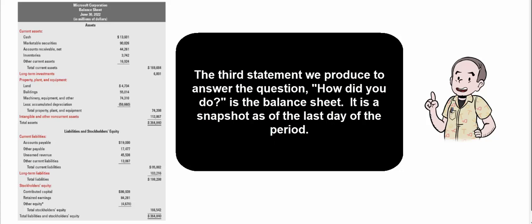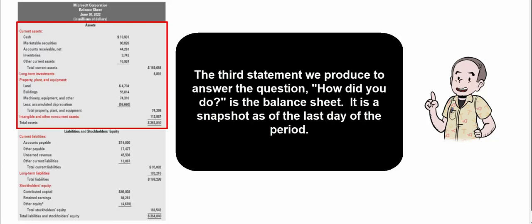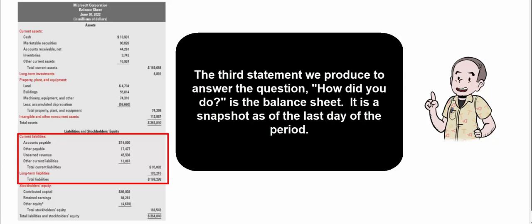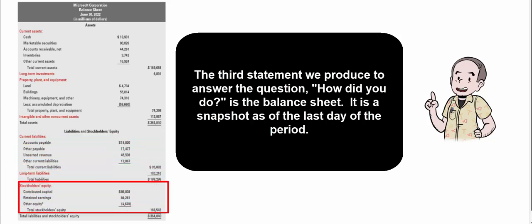The third financial statement we produce to answer the question, how did you do, is called the balance sheet. Whereas the income statement and the statement of retained earnings cover the whole period, the balance sheet is a snapshot as of the last day of the period. What do we own? Those are assets. What do we owe? Those are liabilities. And the difference between what we own and what we owe is our equity in the business.